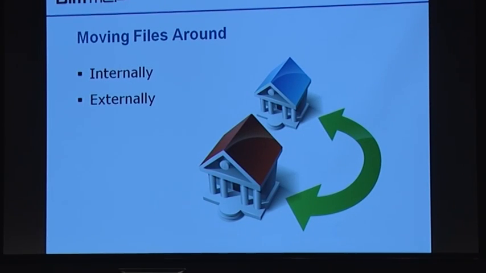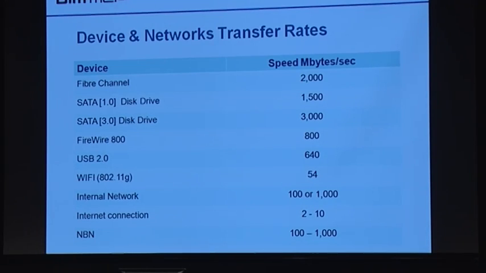You've got to deal with internal and external. This is just a bit of a slide of different transfer speeds you get out of different devices. Some of those are fibre channels. The SATA disk drives, the sort of disk drive you'd have in a workstation. FireWire 800's a connection you get off Apple Macs to external drives.